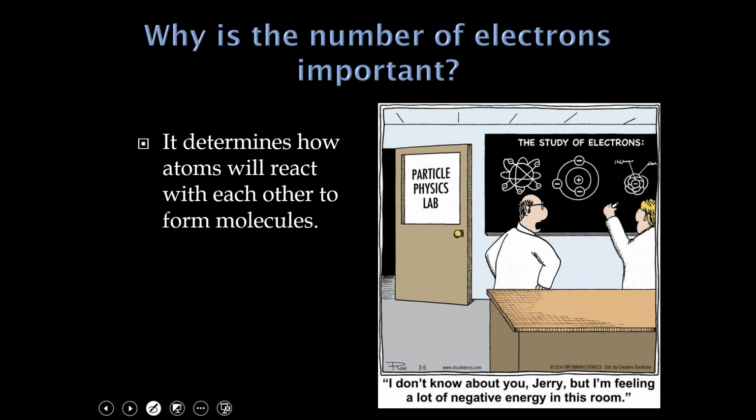Why is the number of electrons important? The number of electrons, especially the number of electrons in the valence shell, determine how an element is going to behave when it gets next to another element. So essentially it determines the behavior of an atom.